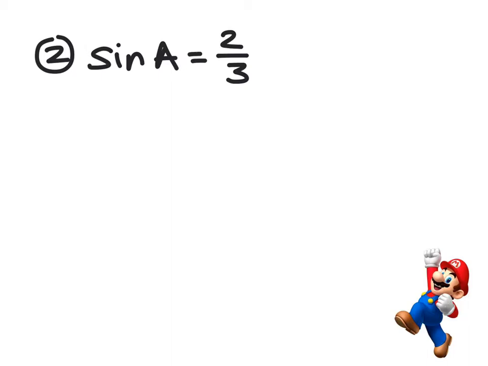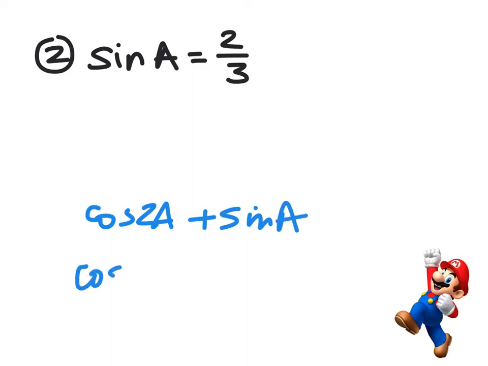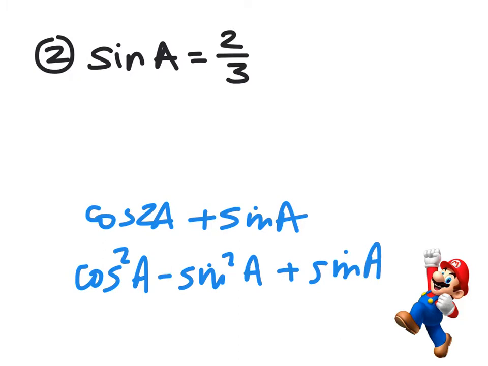Question 2, we're told what sine A is equal to, and then we're asked to find the value of cos 2A plus sine A. Now cos 2A can be expanded to cos squared A minus sine squared A. Second part is plus sine A. Now we know from the question up here that sine A is 2 over 3. So I can immediately put that 2 over 3 into the places where the sine is. So that can go in there, and it can also go in there.